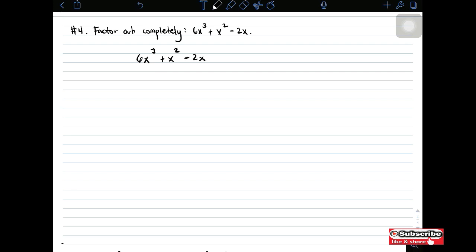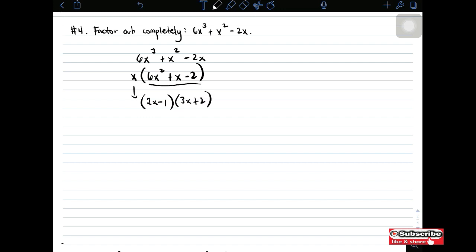So, factor out completely, dapat halos lahat ng pwede nyo i-factor nyo na. As you can see, in this given expression, the common variable is x, meaning we can factor out x as x times 6x squared plus x minus 2. And then, this trinomial can be factored out as 2x minus 1 times 3x plus 2.